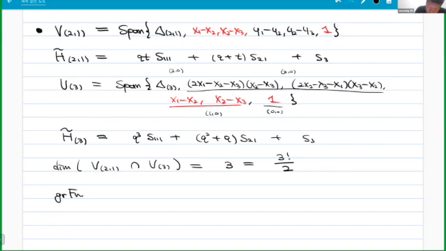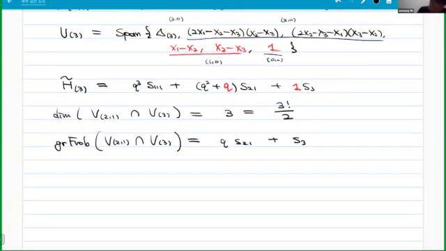And you can calculate the graded Frobenius characteristic. On one hand, you can calculate it with this data. So take the intersection. The same parts are here. So it will give q times S21 plus S3.